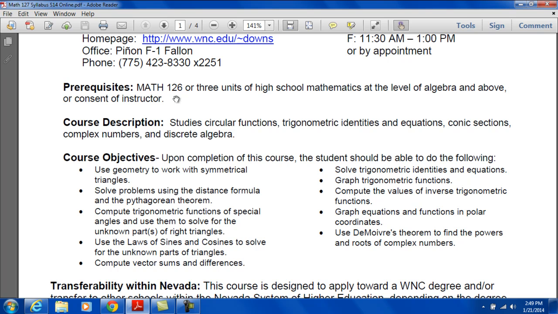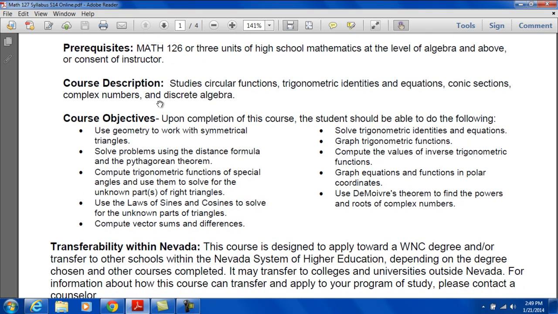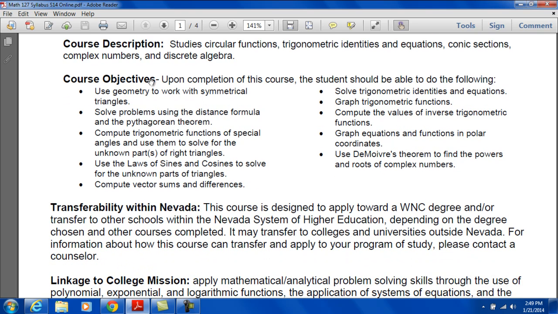So prerequisites: Math 126, or 3 units of high school mathematics at the level of algebra and above, or consent of the instructor. Course description studies circular functions, trigonometric identities, and equations, conic sections, complex numbers, and discrete algebra. These are the course objectives.